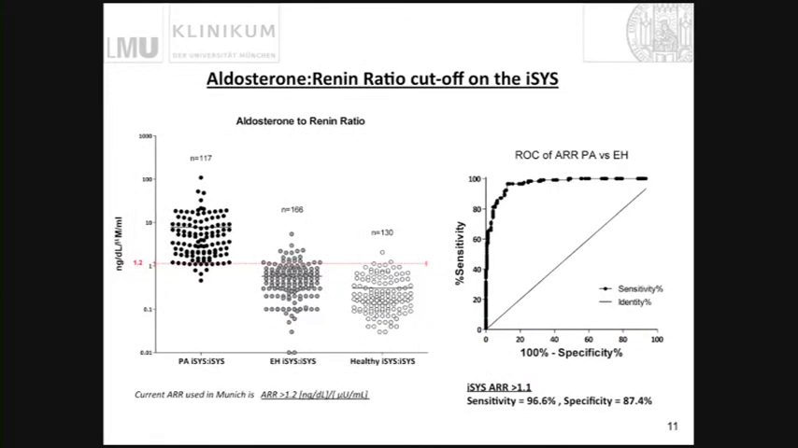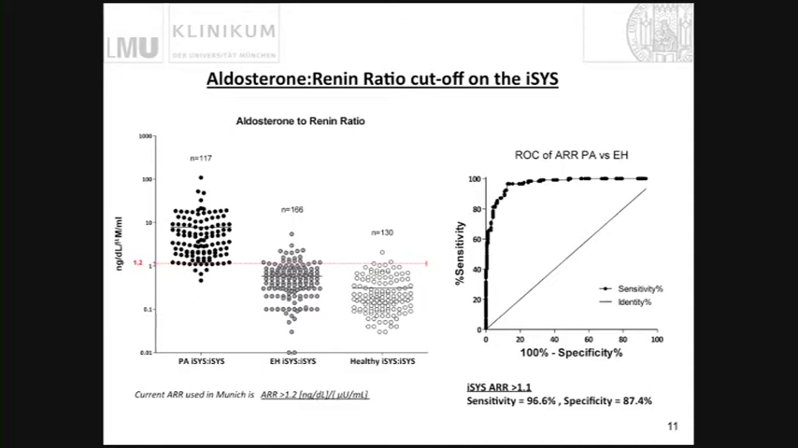So finally, to show you the aldosterone-renin ratio cutoff which could be used on the ISYS, in order to find the most appropriate cutoff we did the ROC curve analysis. We used primary aldosteronism patients, which were definitely primary aldosteronism with a ratio above 1.2, as the patient subjects, and the control subjects for the ROC curve analysis were essential hypertensives. I'm also just showing the healthy subgroup here as a reference. But in order to do the ROC curve calculation, we only used primary aldosteronism and essential hypertension.